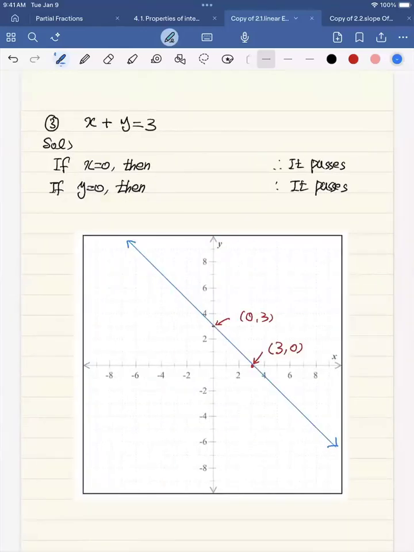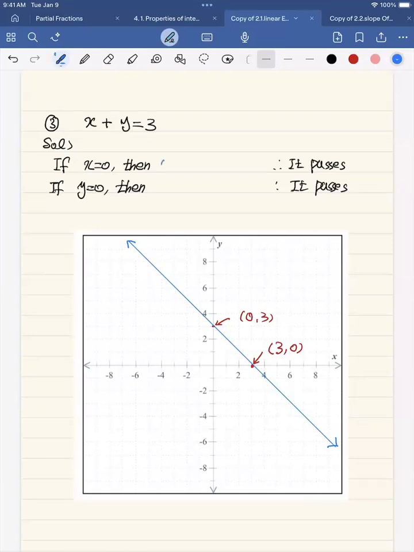In the next problem, we have x plus y equals 3. This is the standard form of linear equation with two variables. What we want to do is evaluate x equals 0 and y equals 0 to figure out the y-intercept and x-intercept, because that's the simplest way to figure out 2 points on the straight line.